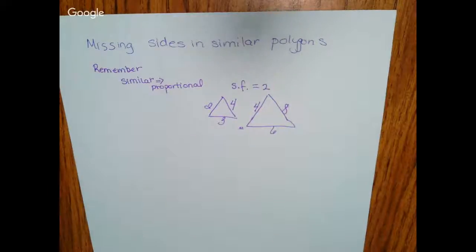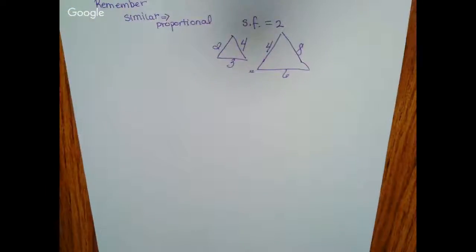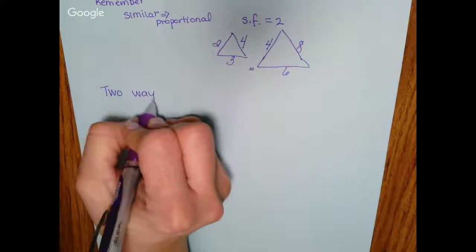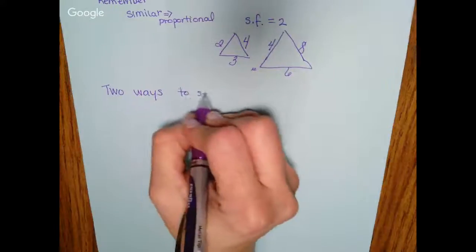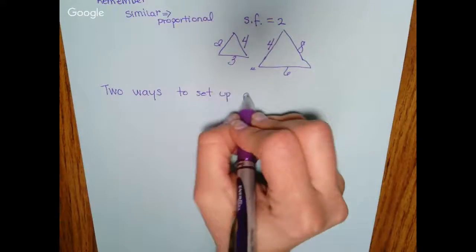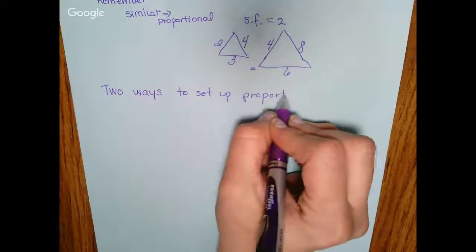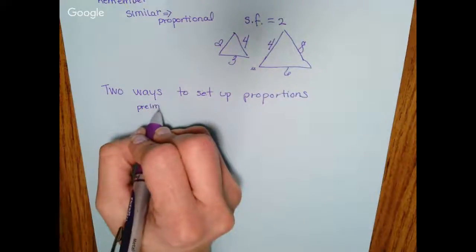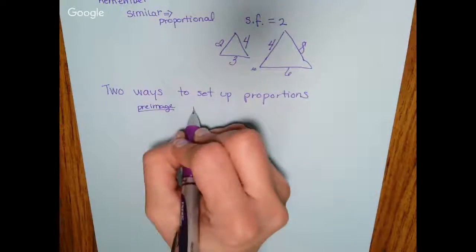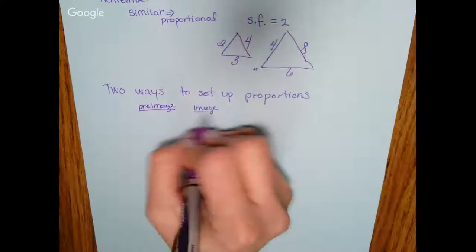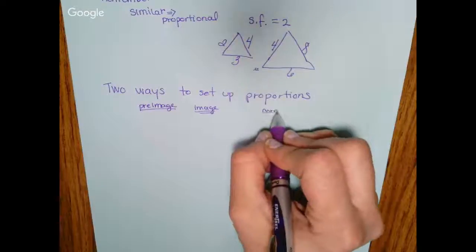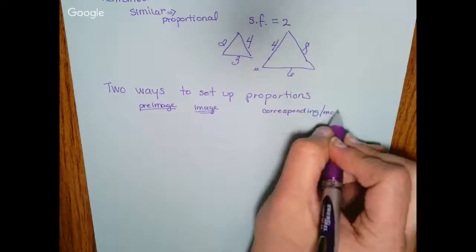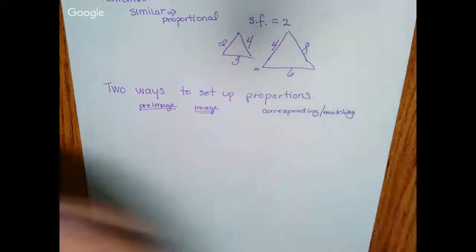Now, truly, there are 2 different ways, technically 3, but I'll say 2 ways to set up proportions. Our main goal is we want to have our pre-images together, our images together, and we want to make sure that we match up our corresponding or matching sides. Those are our 2 main goals.